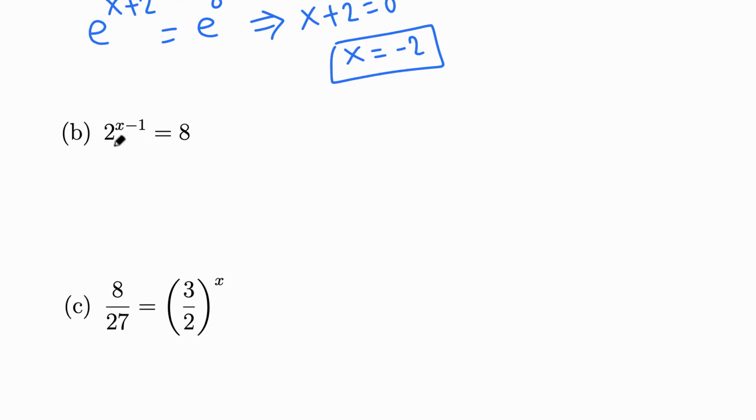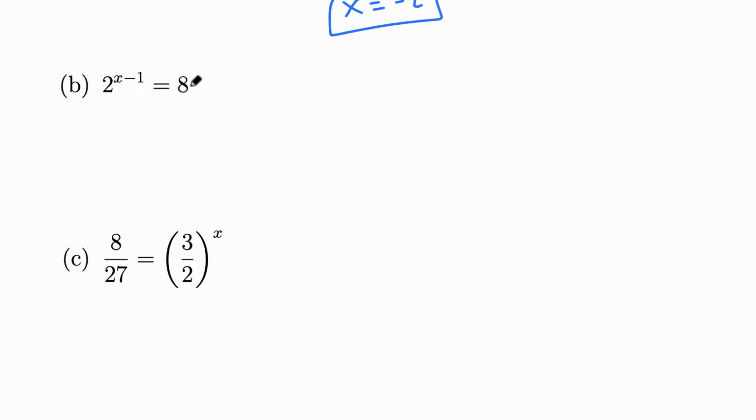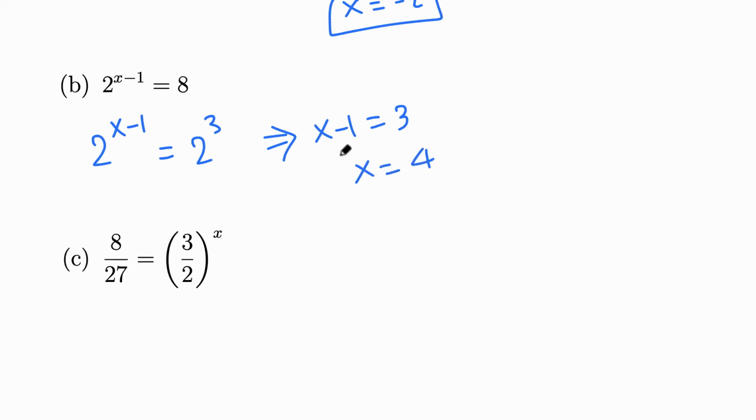In the next question, we have 2 raised to something, so 8 should be written in terms of 2 raised to something, and that's possible. So 2 raised to x minus 1 equals 8, which is 2 times 2 times 2, or 2 cubed. Then we have the same base 2, so that means x minus 1 should be 3. The exponents should be the same. Add 1 to both sides, so x equals 4.